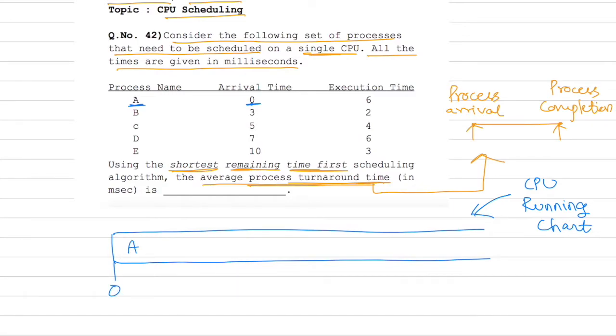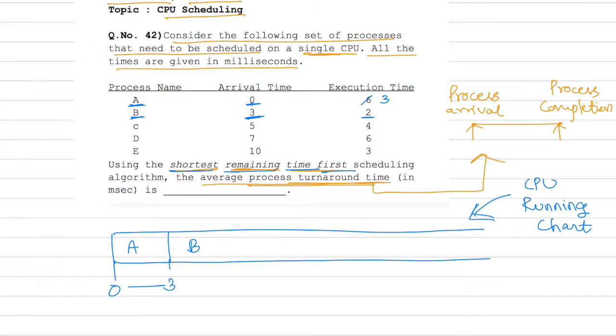Now A will continue to run on the CPU till the third second. At 3, when B arrives, A has already completed 3 seconds, so A has 3 remaining, and B has arrived with 2 as execution time. As per shortest remaining time first, A will get preempted and B will get the CPU.